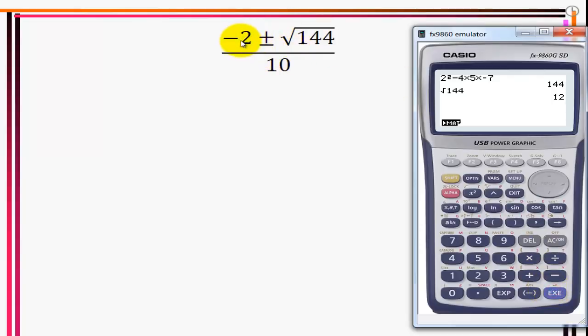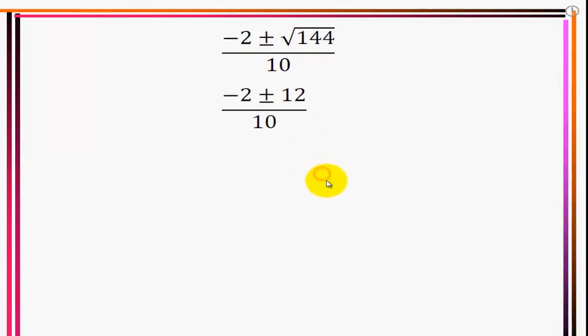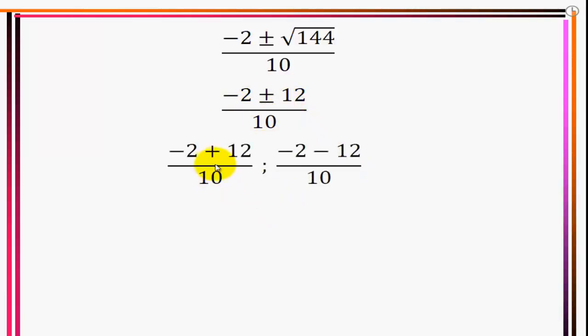So we have negative 2 plus and minus 12 divided by 10. Now, this plus and minus means you will have to add first and then subtract later on. So let's start by adding. Negative 2 plus 12 will give us 10 divided by 10, which will give us 1. And then when you subtract, negative 2 minus 12, you will get negative 14 divided by 10. So this one is just equal to 1, and then this is negative 7 over 5.